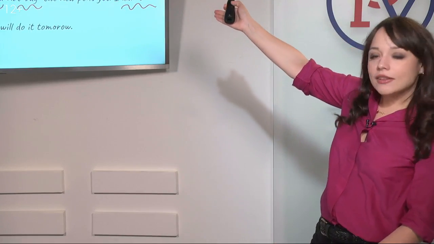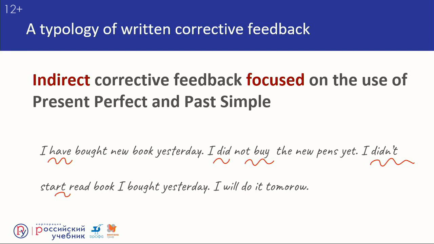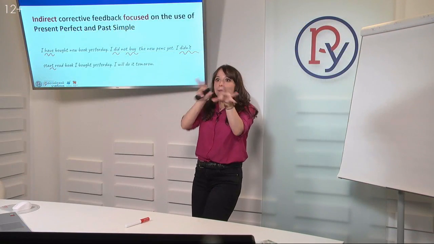So, have a look. Here I tried to mix and match some strategies, right? We have indirect corrective feedback. So I'm not correcting mistakes. I want to get my students to correct their mistakes themselves, and I'm actually focusing on the use of the tenses. So it's indirect corrective feedback focused on present perfect and past simple. You see, now you have 4 strategies so far, and you can mix and match them, right?